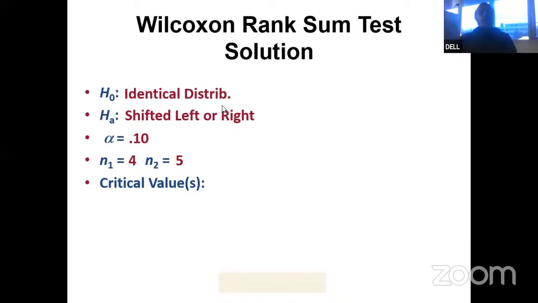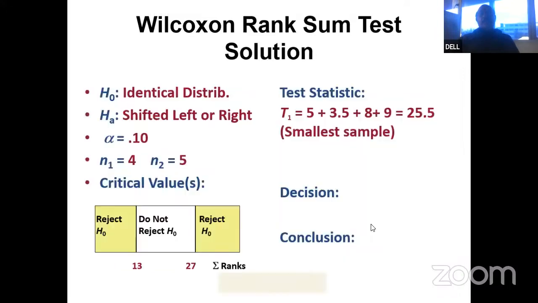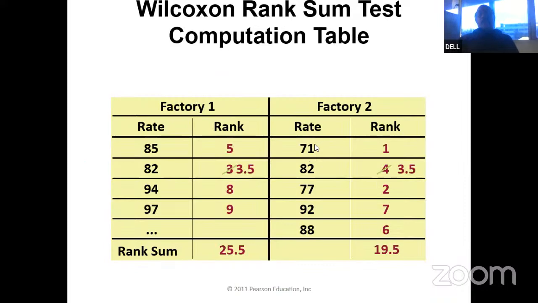Against the alternative hypothesis, you have to write the null hypothesis and the alternative hypothesis. You have to test it at 10%. N1, the sample here, is 4, and N2 is 5, so that the critical value can be obtained. So here is the comparison. The data is this. In this aspect, what you have to do is pool the factory 1 and factory 2 values and give ranks in order of magnitude. Order of magnitude means ascending order.